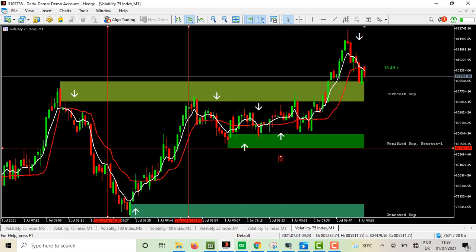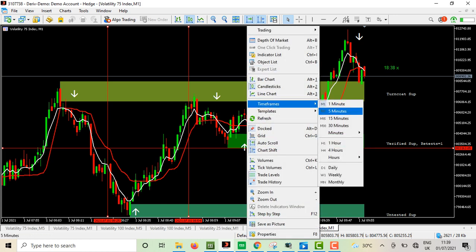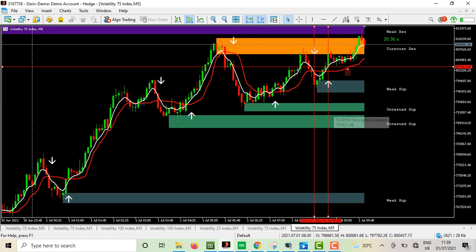Another thing that I normally do is this. If this is too close, I go back to 5 minutes to check the previous high or the previous low before that signal was generated. Good, we have one. This is where the buy signal was generated, and this is the previous high. So let me put this line there.